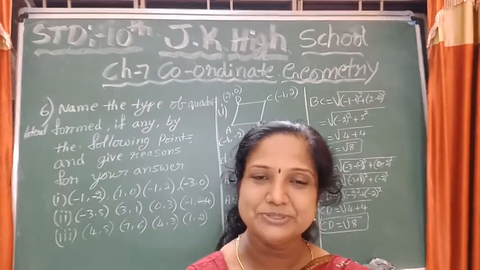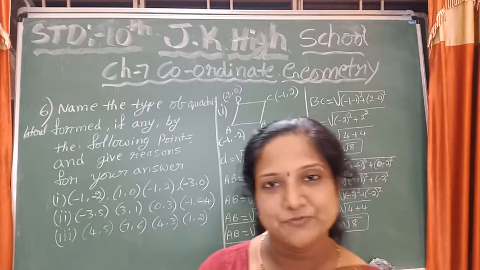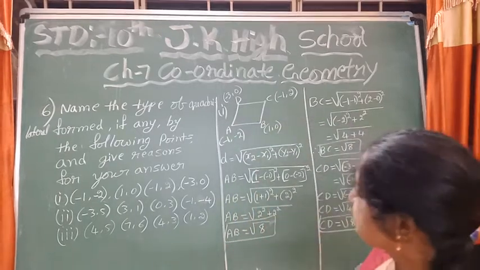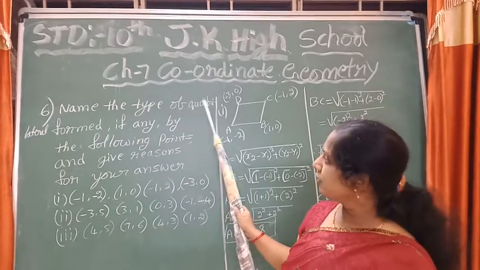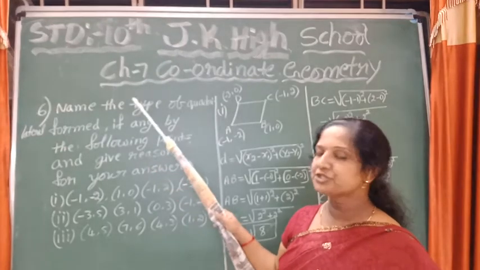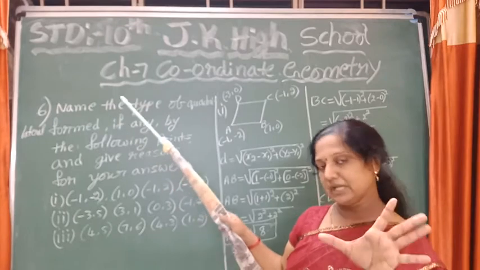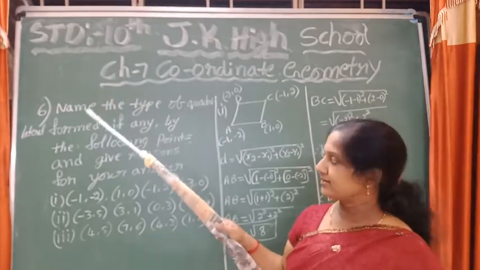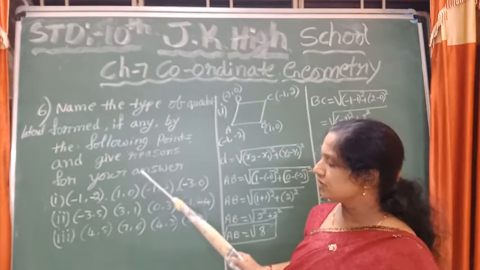I am going to continue with chapter 7, coordinate geometry. Up to the 5th sum I solved. The 6th question heading is: name the type of quadrilateral formed. We don't know which type of quadrilateral they have given; we have to find out. Name the type of quadrilateral means we have to find out which type of quadrilateral it is, if any, by the following points, and give reasons for your answers.